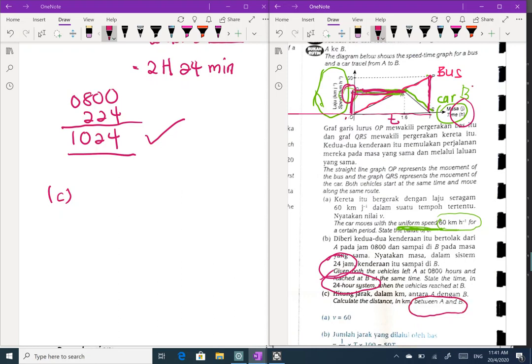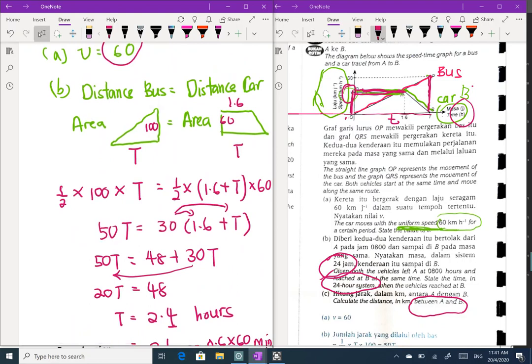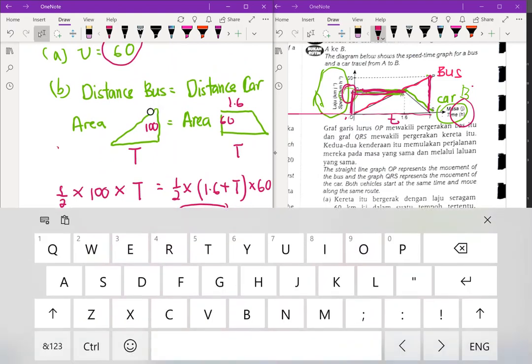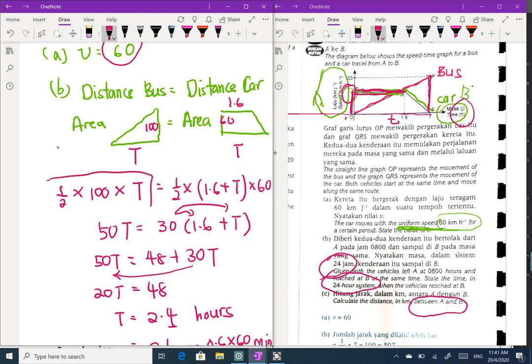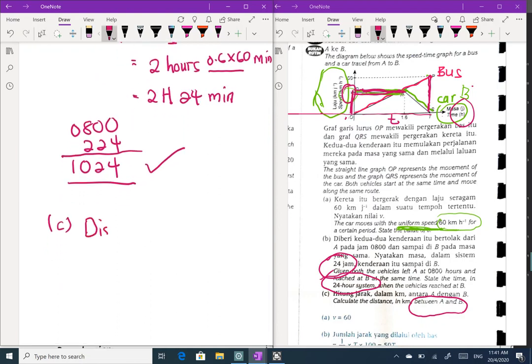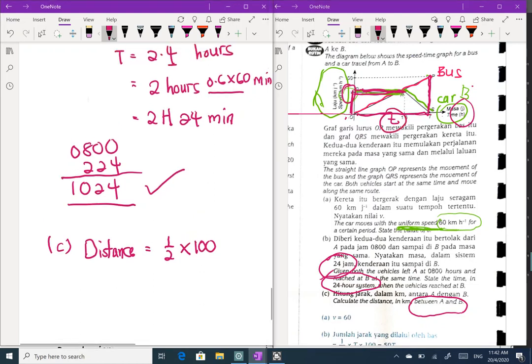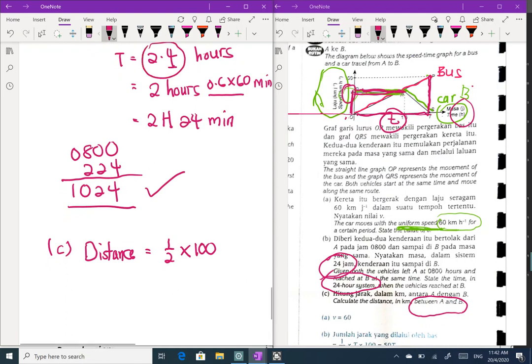Okay. Calculate the distance between A and B. 从 A 去 B. 从这里去这里的距离是多少？In the above, we know the distance of the bus and the distance of the car are equal. So I just use the distance of the bus. Triangle 容易嘛. So it's 1/2 times 100 times t. What is our t? Our t is 2.4. So we get 120 kilometers.